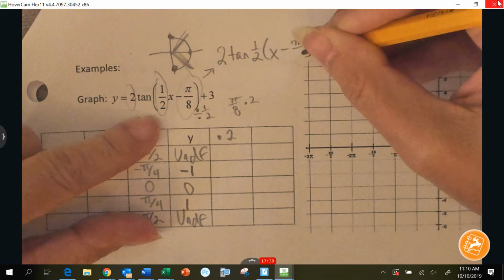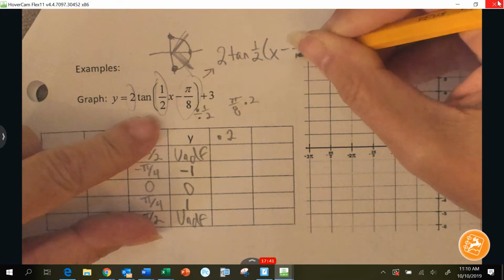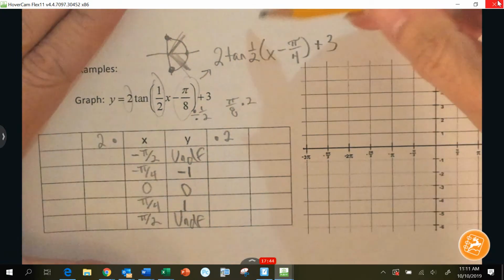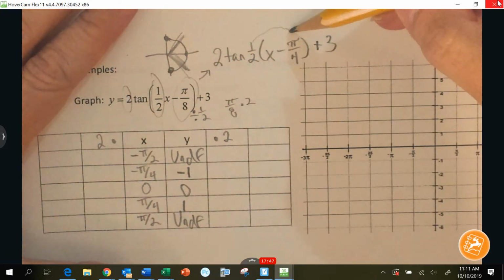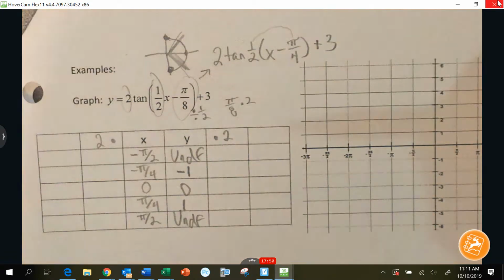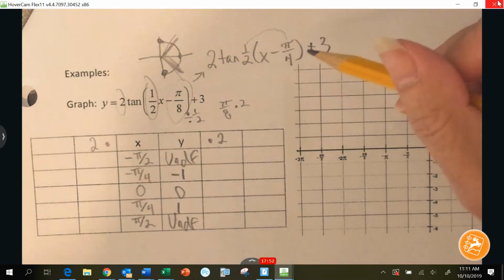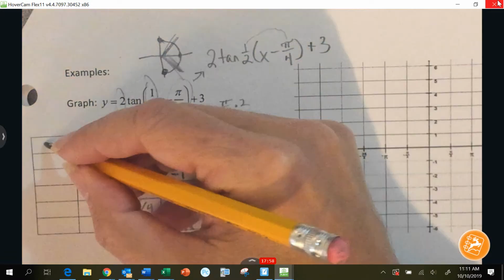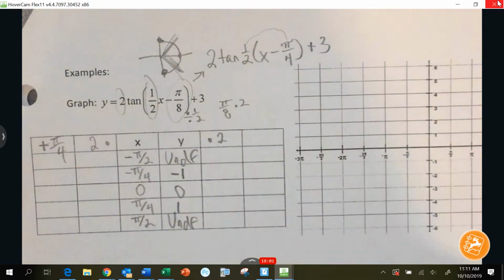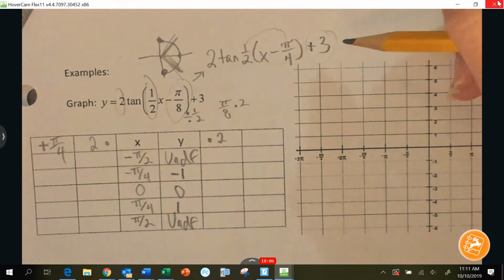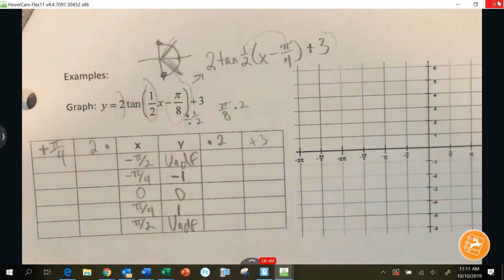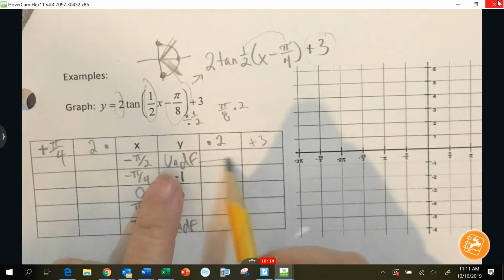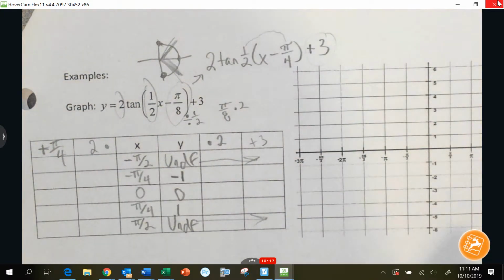Pi over 4. If you're not sure that you did it right, if you're second guessing yourself, just multiply it back in. Is 1/2 times pi over 4 pi over 8? Yes. So now what do I do with the minus pi over 4? Austin, what do I do with the minus? Add it to the x's. Plus pi over 4. What do I do with the plus 3? Zell, what do I do with the plus 3 out here? Add it to the y's. Remember, if you do anything vertical to the undefineds, nothing happens to them. They just stay undefined.